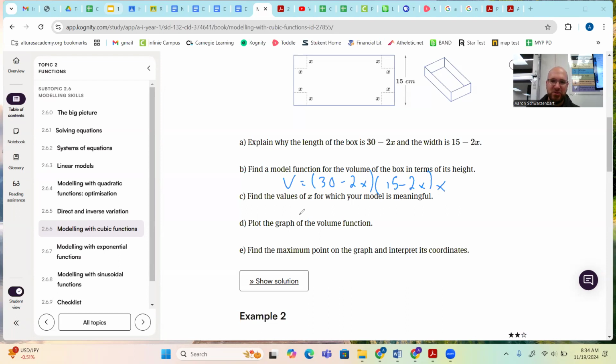So the values for which this is meaningful, neither length nor width can be negative. Meaning 15 minus 2x, I'm choosing this one because this is going to have the smaller value, has to be greater than or equal to 0. Really, actually, it shouldn't even be equal to. It can't be a 0 width. That's not a box.